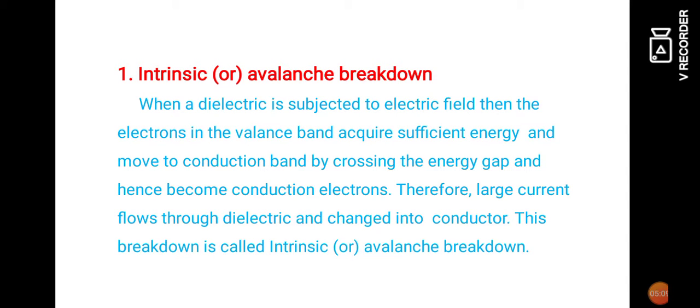First, let us see what intrinsic or avalanche breakdown is. When a dielectric material is subjected to an electric field, the electrons in the valence band acquire sufficient energy and move to the conduction band by crossing the energy gap, and hence become conduction electrons. Therefore, a large current flows through the dielectric and it changes into a conductor. This breakdown is called intrinsic or avalanche breakdown.